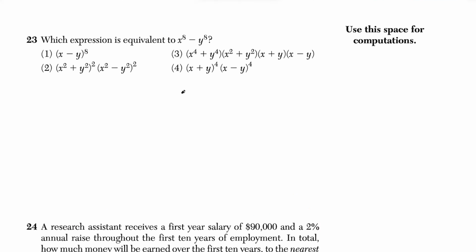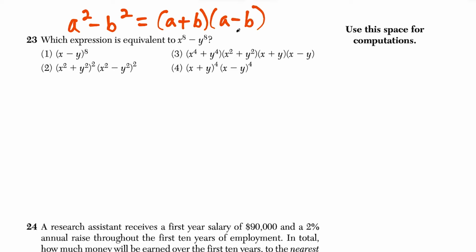Question 23, which expression is equivalent to x to the 8th minus y to the 8th? And for this one, the big idea is to use a squared minus b squared equals a plus b times a minus b. We have a difference of 2 squares, and when we factor, we do the square root of the first term plus or minus the square root of the second term.